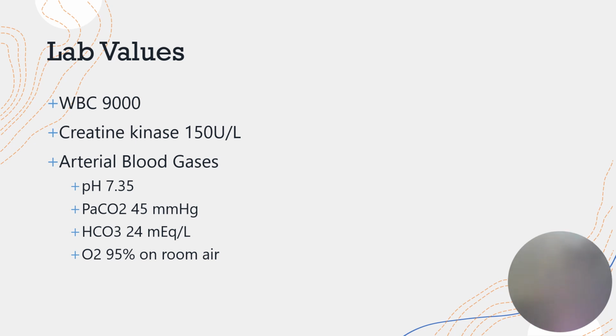The nurse is reviewing his lab values for day 3. His white blood cell count has come down to 9,000. His creatine kinase is good at 150 units per liter. She checks his arterial blood gases. pH is 7.35. PaCO2 is 45. HCO3 bicarbonate is 24 milliequivalents per liter, and he is 95% on room air. So his labs are normal. So that should indicate that he is improving and getting better.